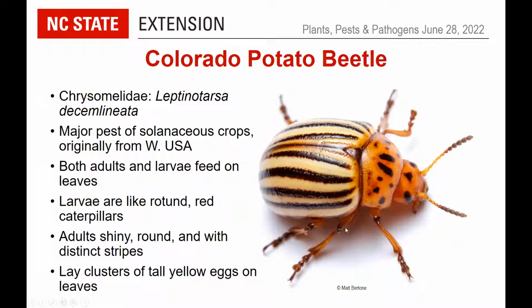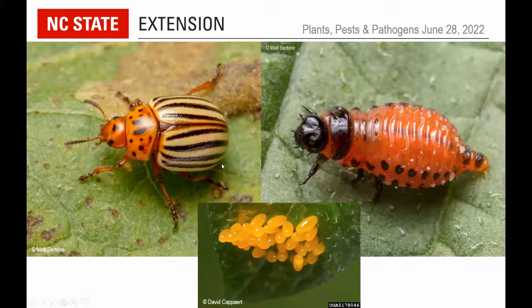The adults are shiny, round, and with these very distinct stripes. So they have an orange head and pronotum with these black spots, and then they have these very bold, dark brown stripes interspersed with these cream color stripes. They do lay clusters of tall yellow eggs on leaves, which can be mistaken for ladybug eggs, but typically they lay more and they're more densely packed than ladybug eggs. So here's another shot of the adult, the eggs that they lay on the leaf surface, and the larvae. The larvae can get even much more round than this one.